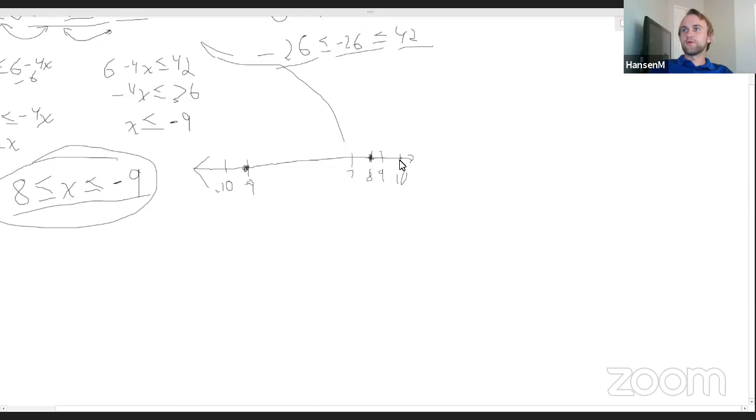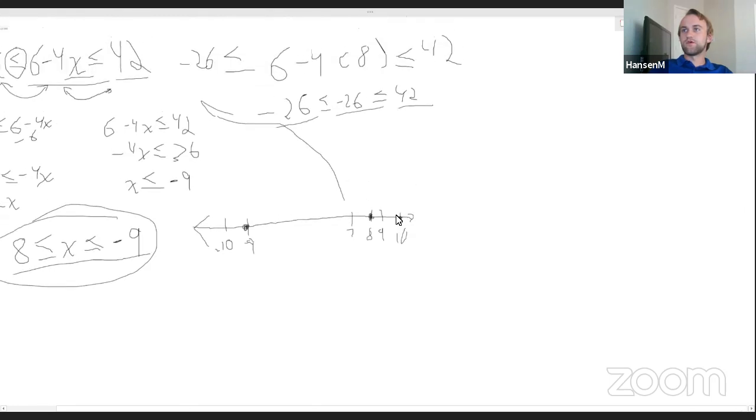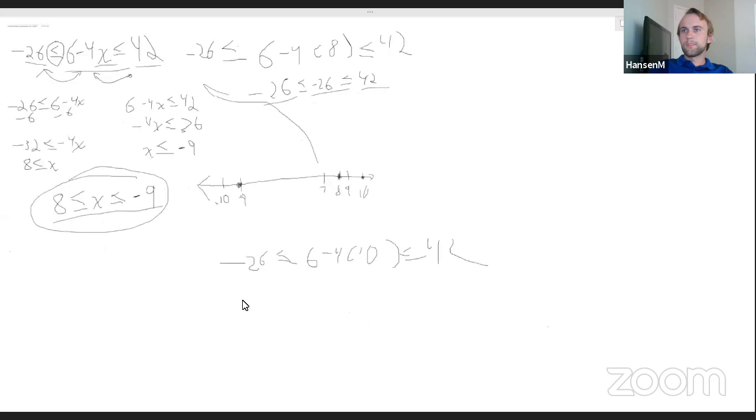Likewise, if we were going to plug in a number from outside the range that we solved for, like 10, we would get negative 26 is less than or equal to 6 minus 4 times 10, which is less than or equal to 42. You'd have negative 26. That's going to be 6 minus 40, which is negative 34, I believe. So we see that this actually isn't true because negative 34 is not greater than negative 26. It's a more negative number, so it's smaller.